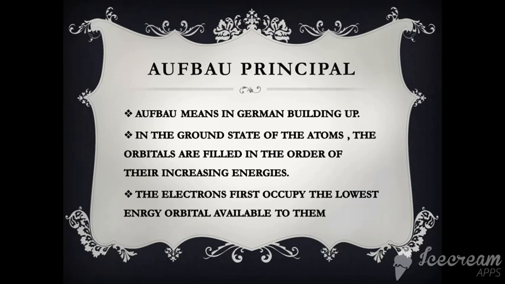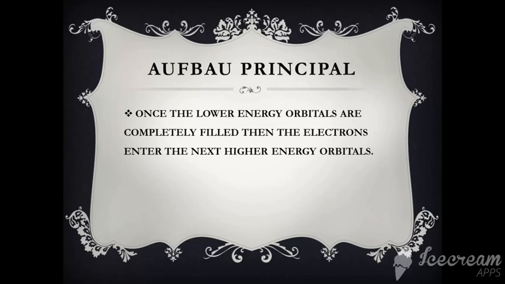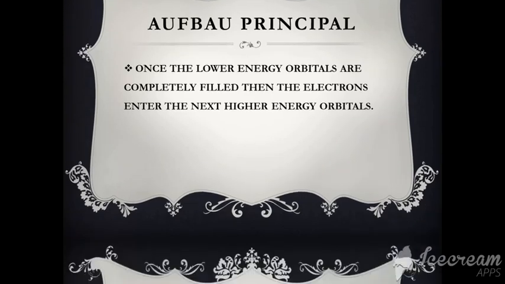So AUFBAU means building up. You are going to build up the energy levels of the atomic orbitals by filling the electrons in the order of increasing energies. The electrons first occupy the lowest energy orbital. Once the lower energy orbital is filled, then it goes to the next higher energy orbital.